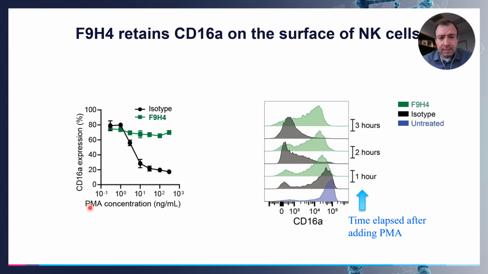You can appreciate that in a PMA dose-dependent manner, NK cells downregulate CD16A from the cell surface, but when they are treated with our antibody, they retain it. Look at the histograms, for example. This is in blue, how much CD16A NK cells have in the beginning of the assay. And as you add the PMA and wait 1, 2, or 3 hours, in black, they downregulate. But when we also gave our antibody, this was retained on the cell surface.